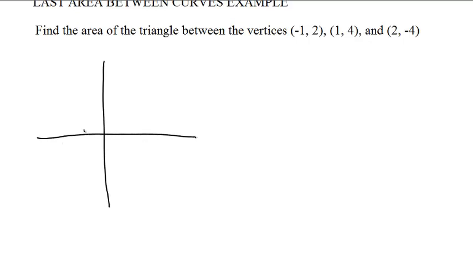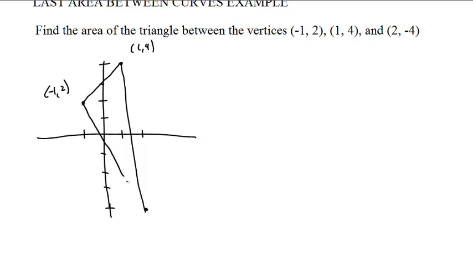It's a little bit more up and down than left and right. Something like this: the points (-1, 2), (1, 4), and (2, -4). And hopefully this is very clearly not a right triangle. I wanted this very much to not be a right triangle.